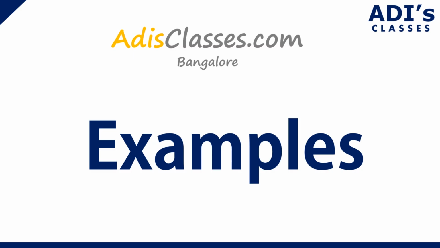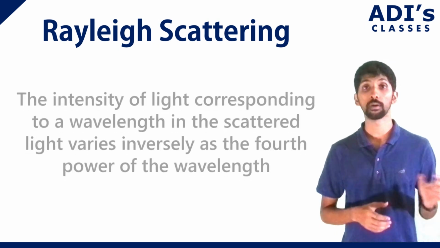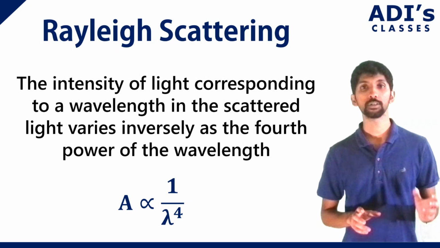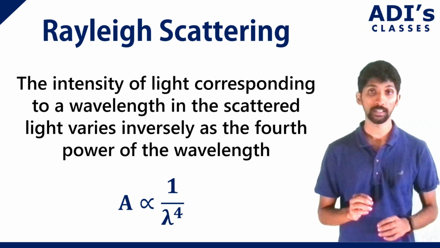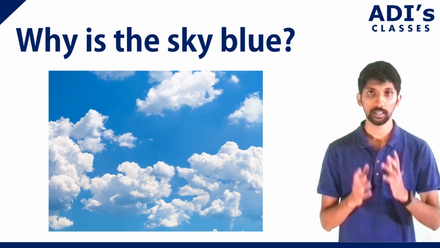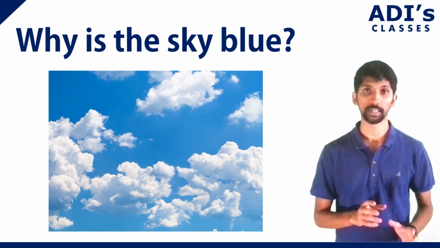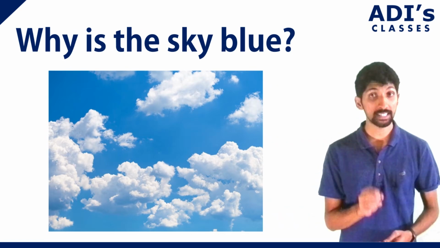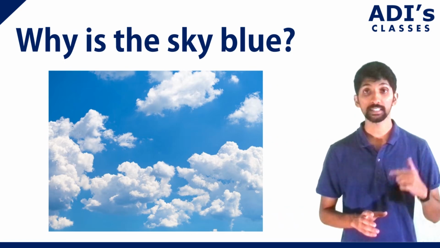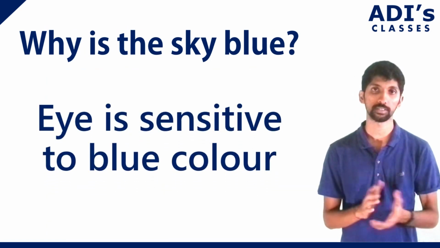So in the last video, I asked a question: according to Rayleigh's law of scattering, the amount of scattering is inversely proportional to the fourth power of the wavelength. Even though violet has the least wavelength, we see the color of the sky to be blue. Why? The reason is our eyes are sensitive to blue color, not violet. Even though violet is the most scattered light across the atmosphere, since our eyes are sensitive to blue, we see blue as the color of the sky.